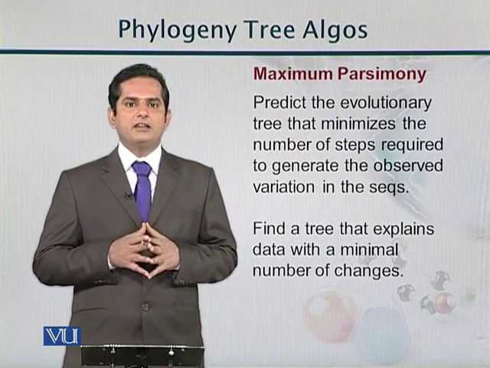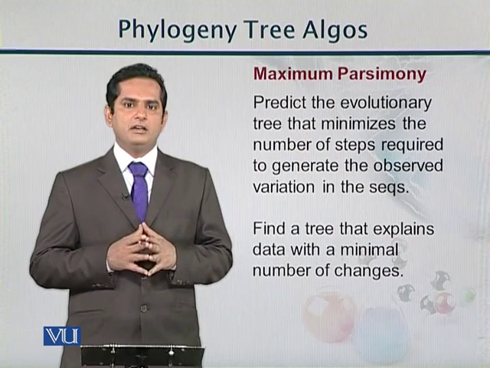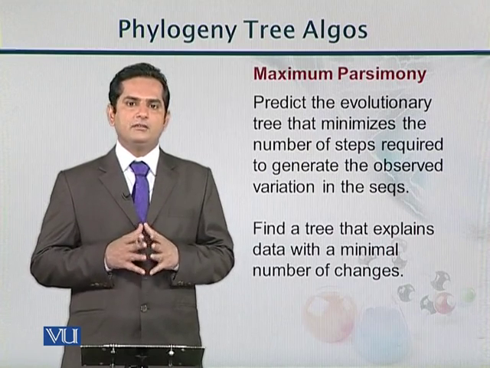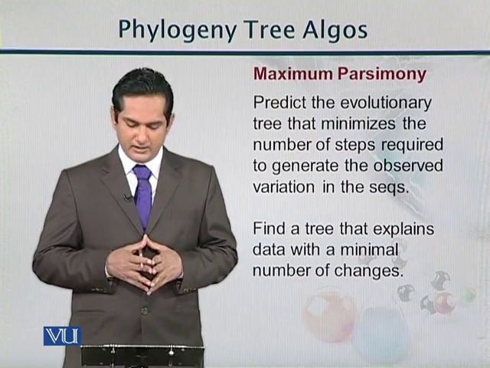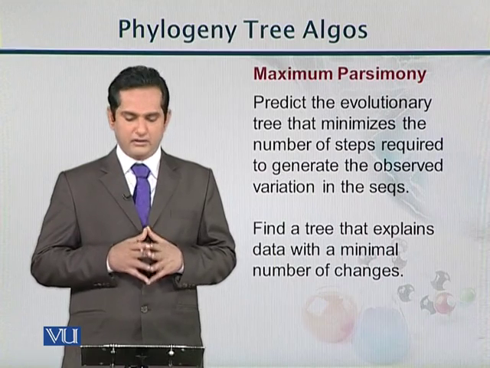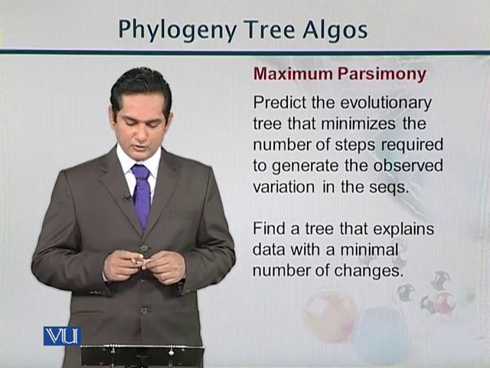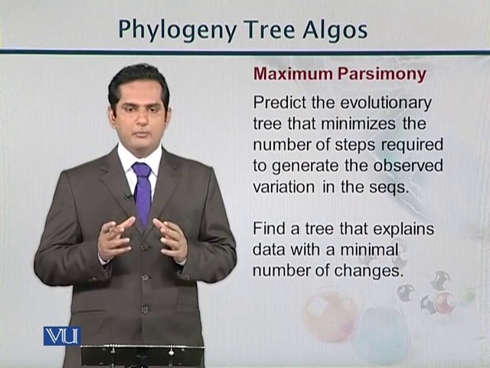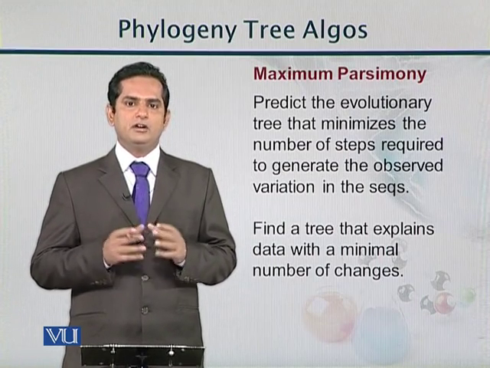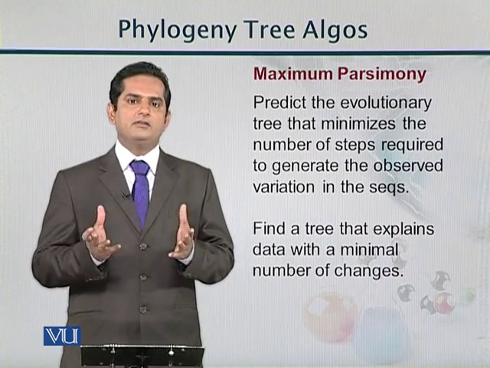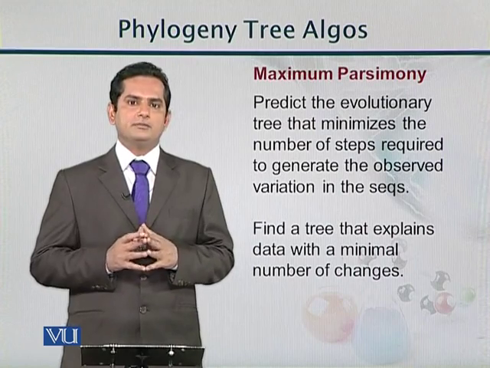So I will start from maximum parsimony. What is maximum parsimony and what are its different steps? As I started, maximum parsimony finds a tree that explains the data with the minimum number of steps. This is the basic definition, and it predicts the evolutionary tree that minimizes the number of steps required to generate the observed variation in the data. So basically we want to capture variation within the data. What is that variation and how is it captured?